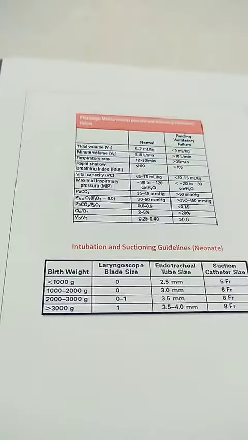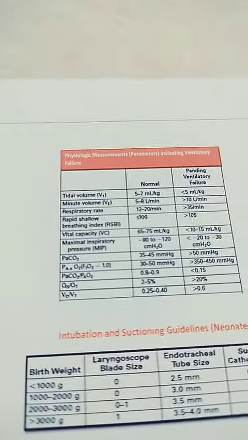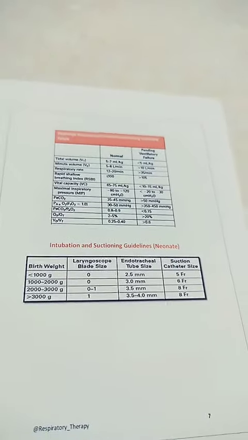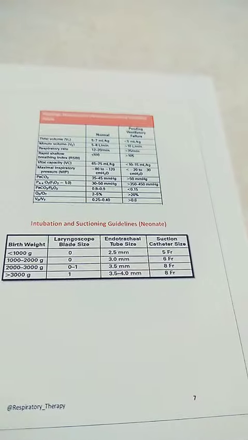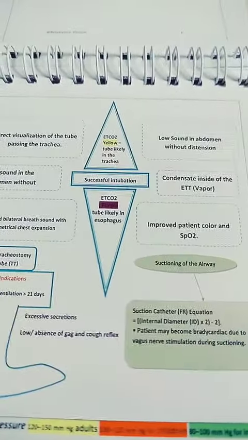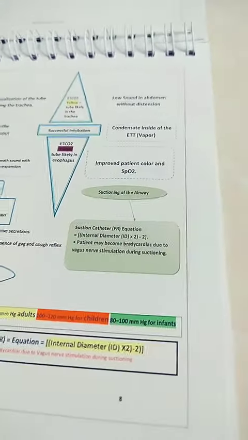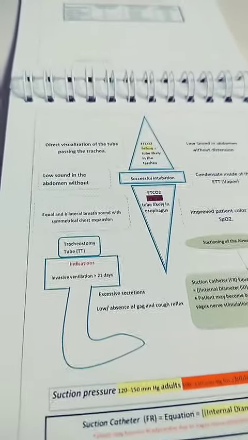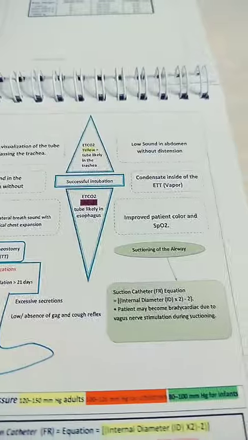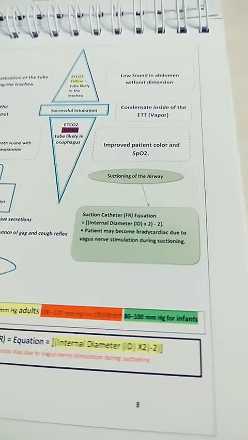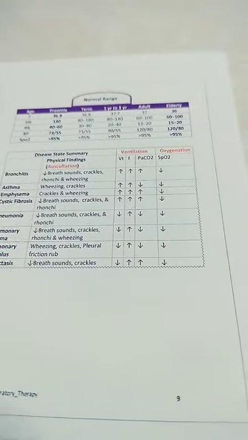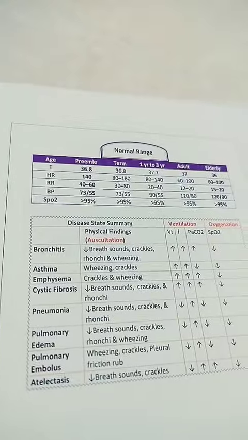On page 7, basic information about the ventilator and normal rates, and guidance for choosing an endotracheal tube and suction device for newborns. On page 8, successful intubation, indication of tracheostomy, how to choose the size for the suction catheter, and appropriate suction pressure for adult, pediatrics, and neonatal.